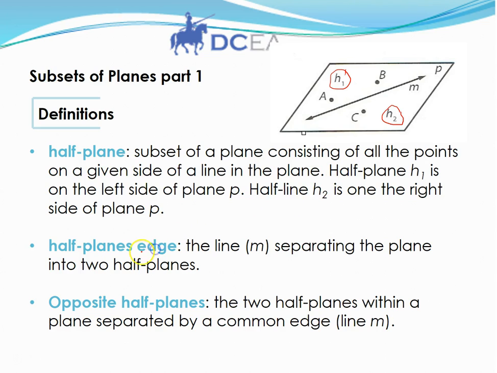Line M is actually referred to as the half plane's edge. The line M separates the plane into the two half planes. When you have two half planes, they are opposite half planes when they're separated by that common edge, which is line M. So H1 is opposite H2.